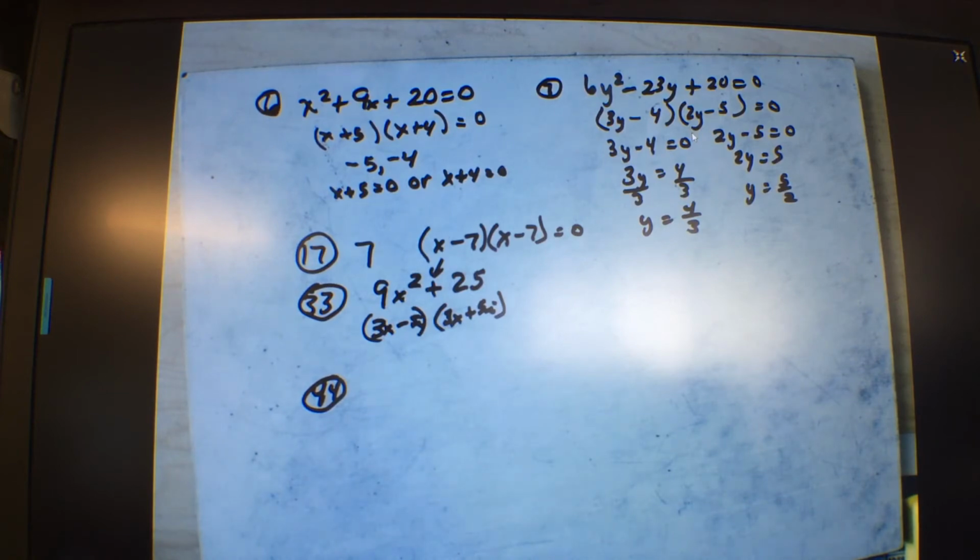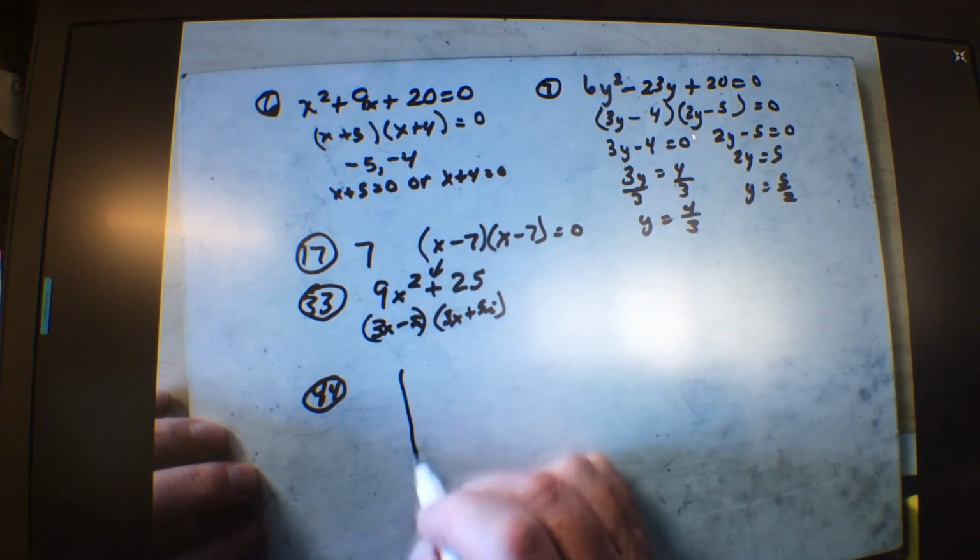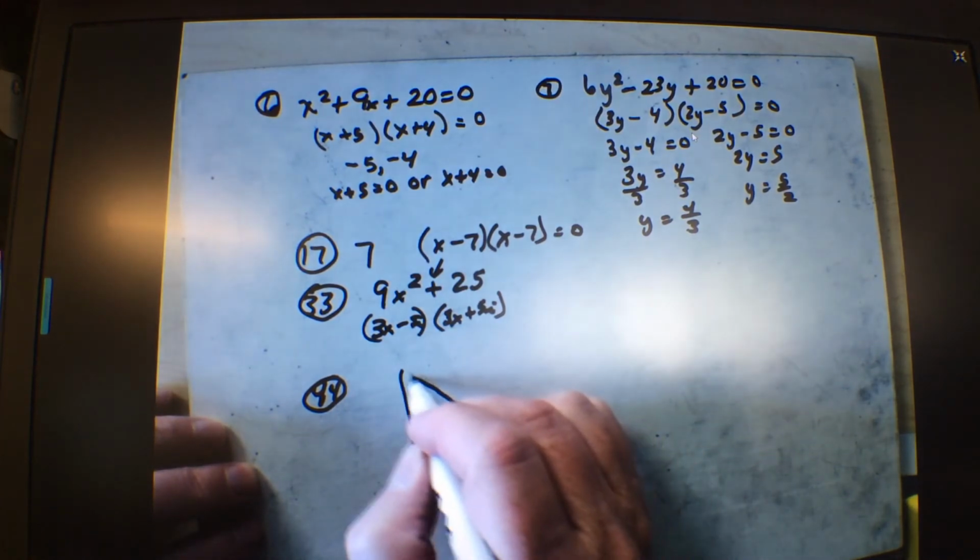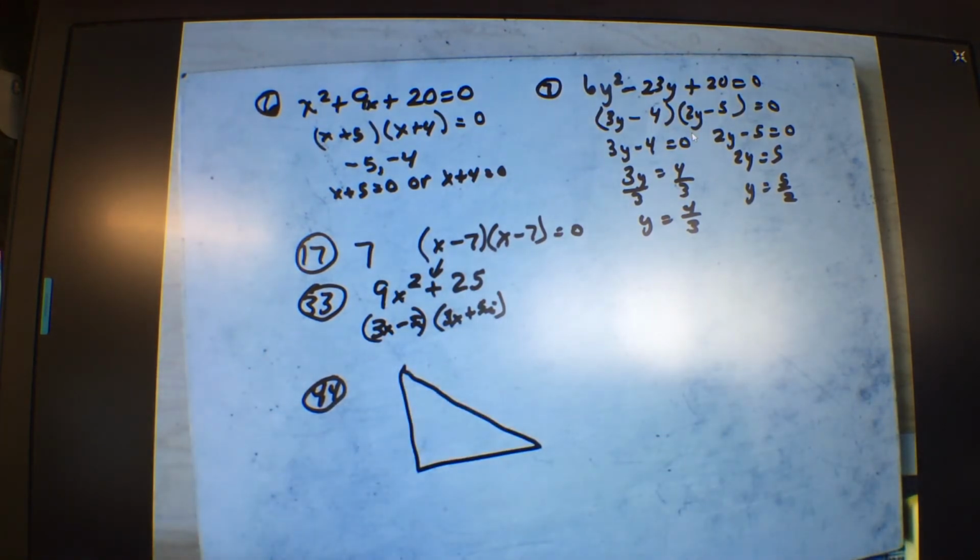So the hypotenuse of a right triangle is 1 centimeter longer than one side and 4 centimeters longer than 3 times the other side. Find the dimensions of the triangle, okay? A lot there, isn't there? But let's start out, it's a right triangle, isn't it? All right, so there's a couple different ways that you can do it.